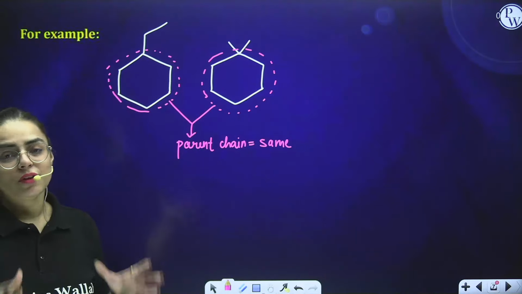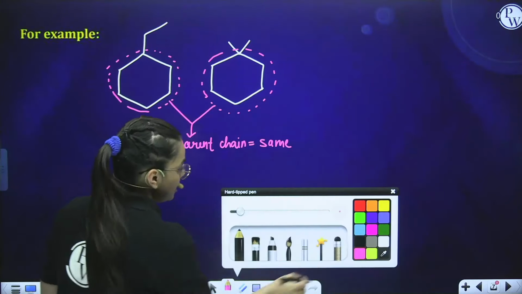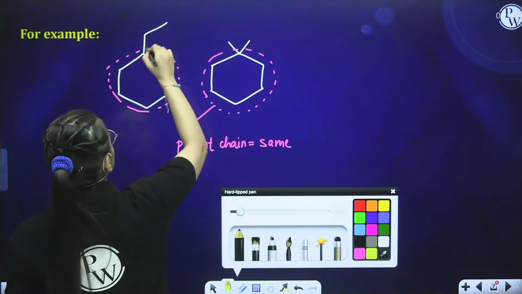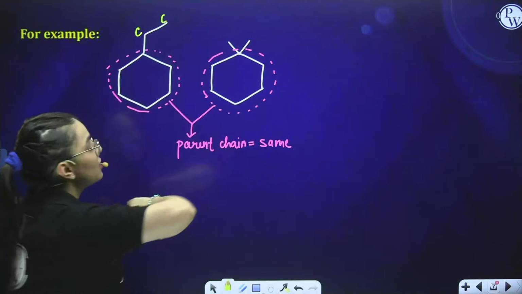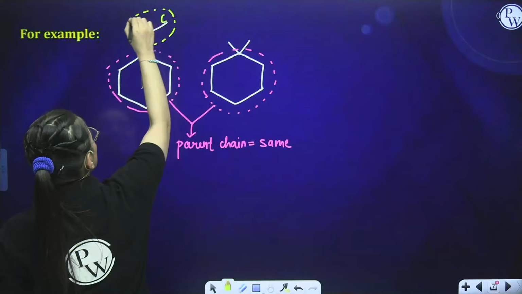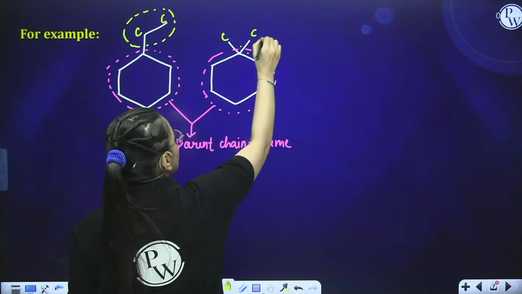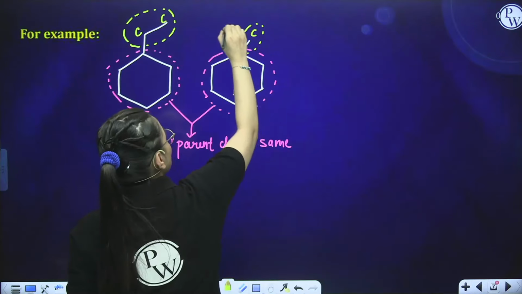Now, if I talk about side chain, that means the extra group that is attached over here. What I observe is that it's carbon, as we know according to the bond line notation. So this is my side chain over here, and in this case, this is carbon, so this is my side chain, while this is my side chain.